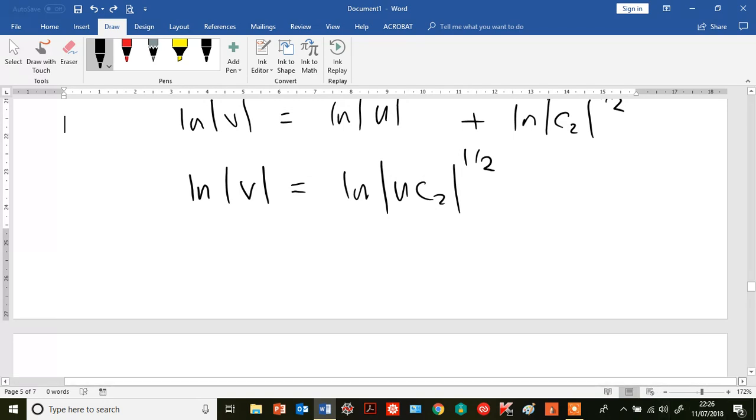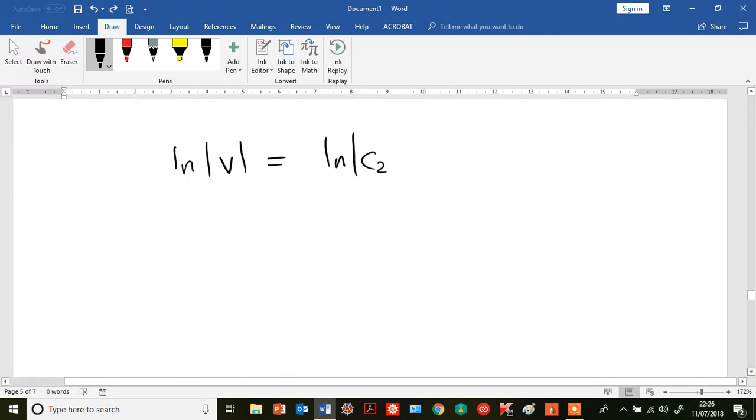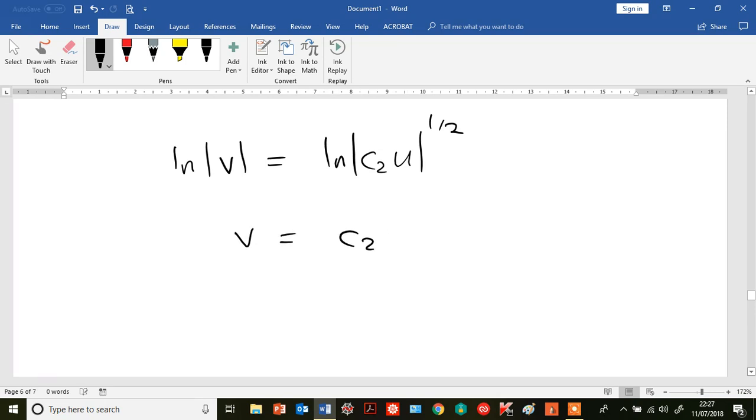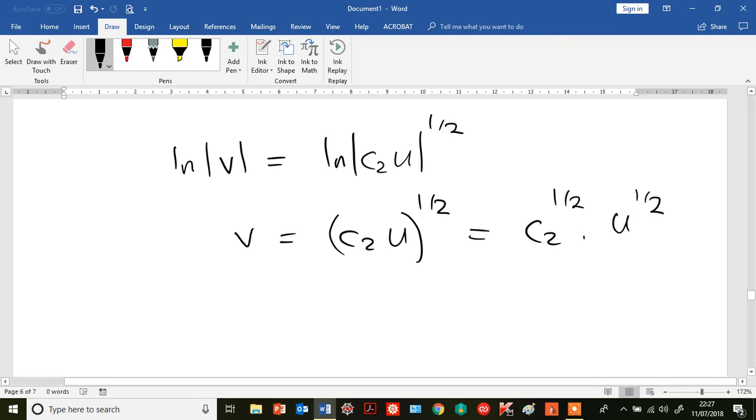Right, okay, just making mistakes as usual. So we've got u to the power half, and what you do, you can take anti-logarithms to get v equals C2 u, and we want that to the power a half. Now this can be expanded as C2 to the half times u to the half. U to the half is just the square root of u, but we'll leave it as that for now. So v equals, well, we'll call this C2 to the half constant C3.